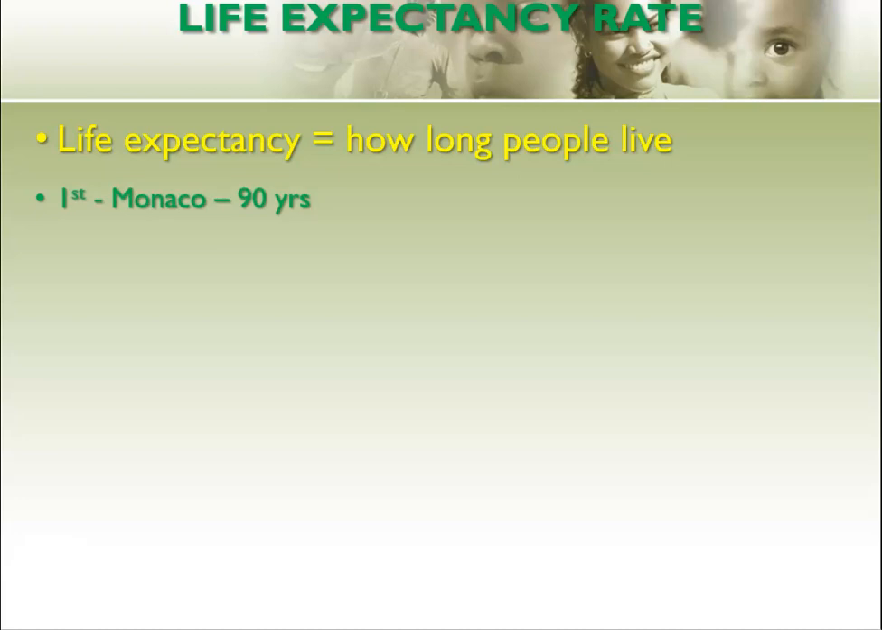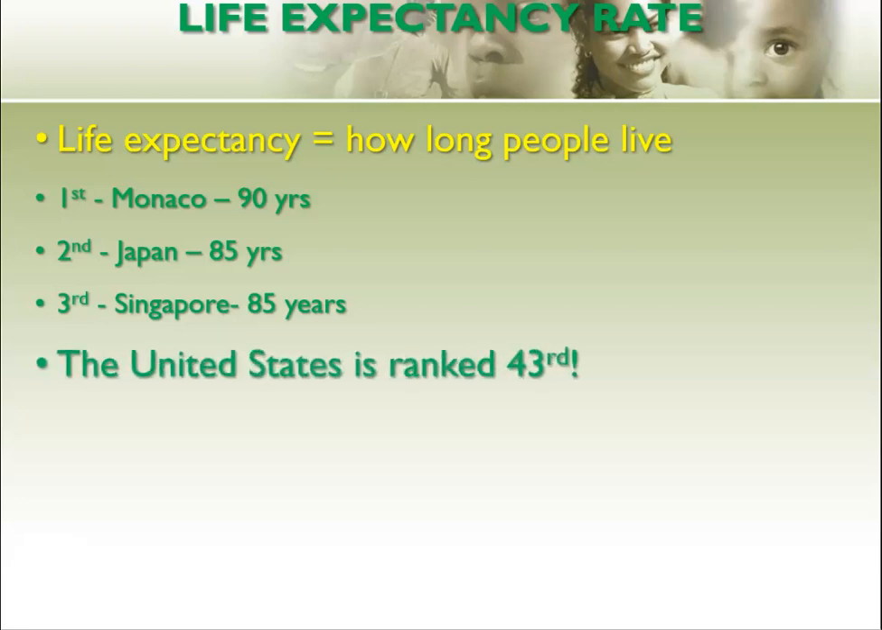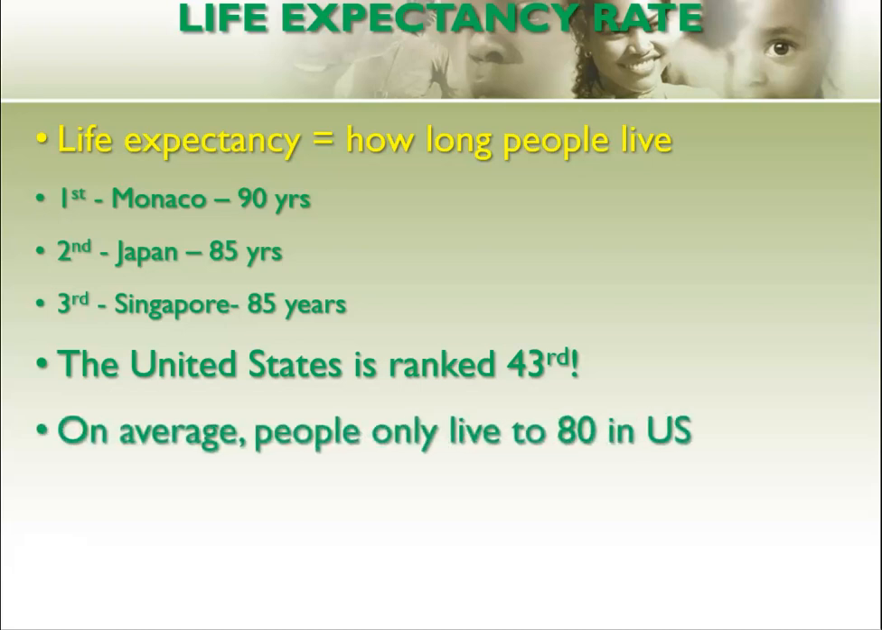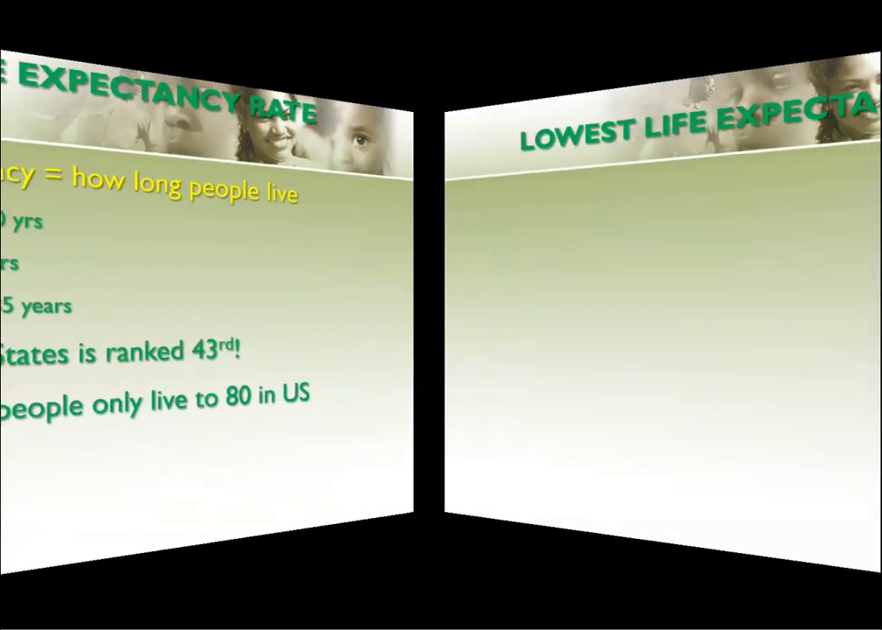Monaco ranks first in terms of high life expectancy, where on average people live for 90 years. Second is Japan, and the life expectancy in Japan is 85 years. Third is Singapore, also 85 years. The United States is ranked 43rd. On average, people only live up to 80 years in the US.